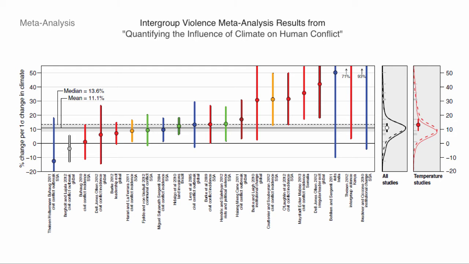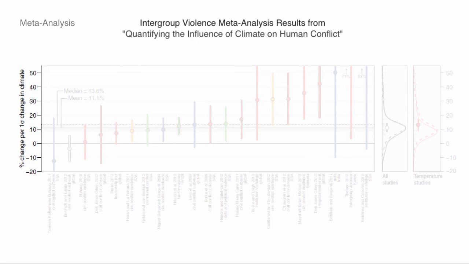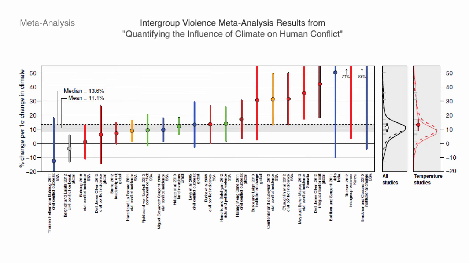Let me just explain what's going on. Each of these is the estimate from a different study. The y-axis is the change in percent per 1 standard deviation change in climate. So this is our normalized effect. We have the 0 line here. You can see almost all of these estimates are above 0. All the red ones are above 0. That was the temperature result from before.